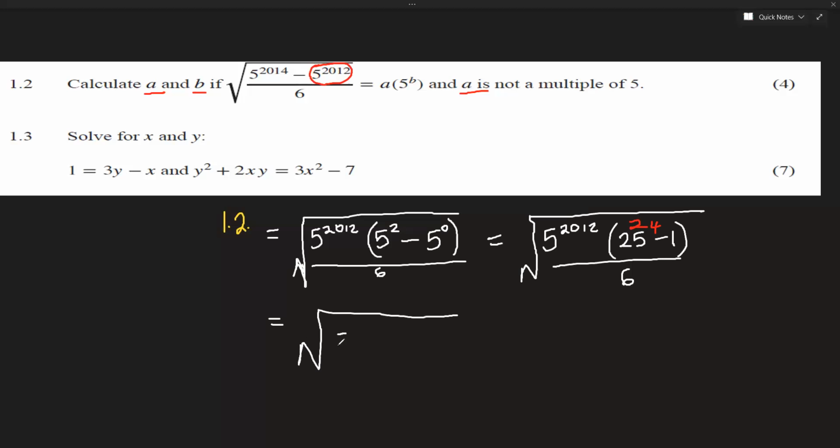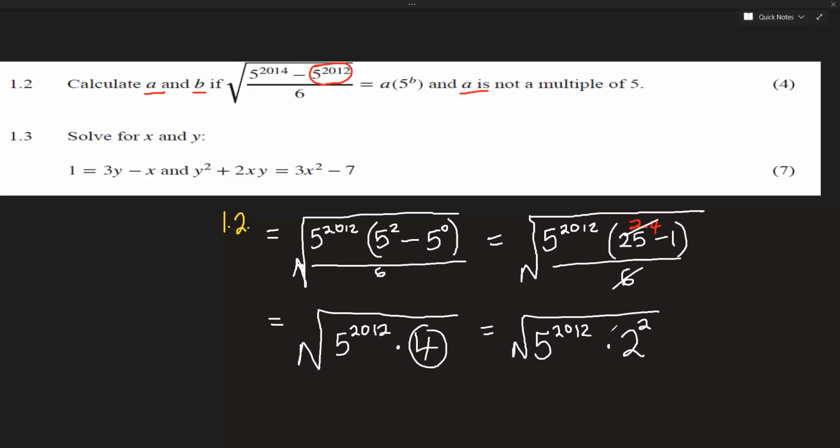So now we're going to do this. We have 5, then we have 2012, and then here I have 24 divided by 6. You see, because 6 can go into 24 how many times? 4 times. So 24 and 6 are going to divide. Then we're left with 4. Okay. And then we're now going to have this, right? 5 to the power 2012, and then dot 2 to the power 2. Remember, 4 can be written as 2 to the power 2. Awesome.